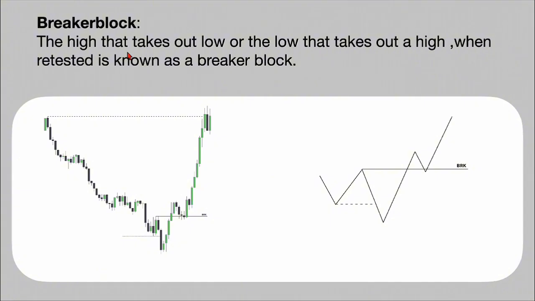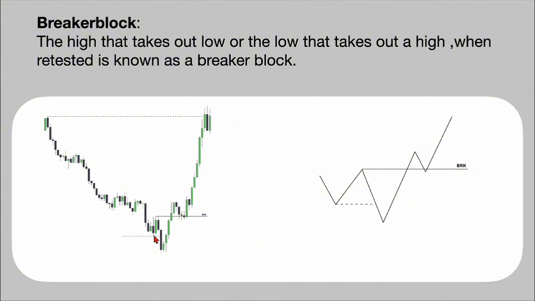Now let's discuss breaker blocks. The definition of a breaker block is a high that takes out a low or a low that takes out a high. When it's broken and retested, it's considered a breaker block. In terms of key levels, a breaker block is mid-range in terms of significance, but it's an important key level that you can use on higher time frames.